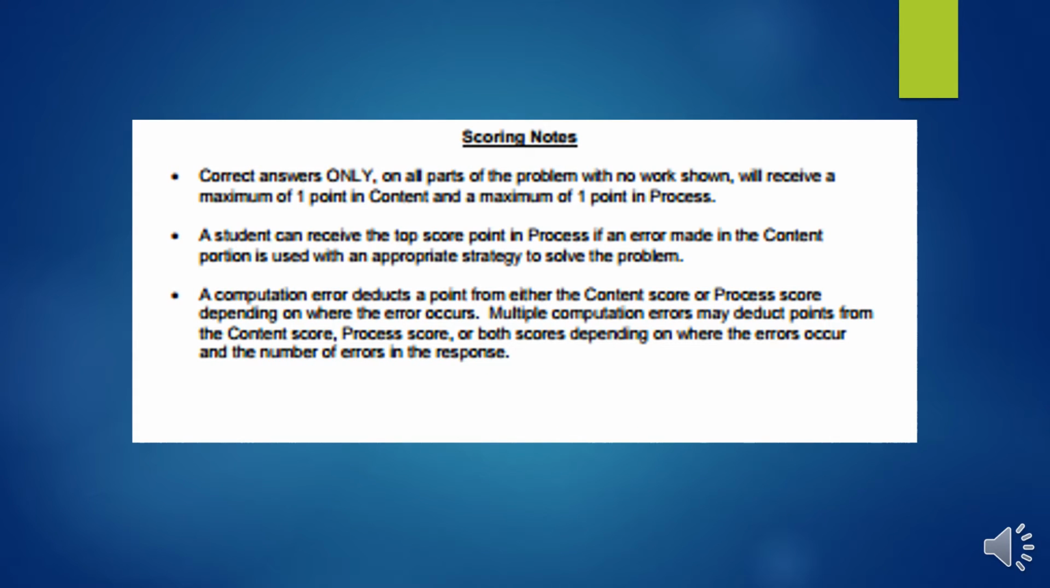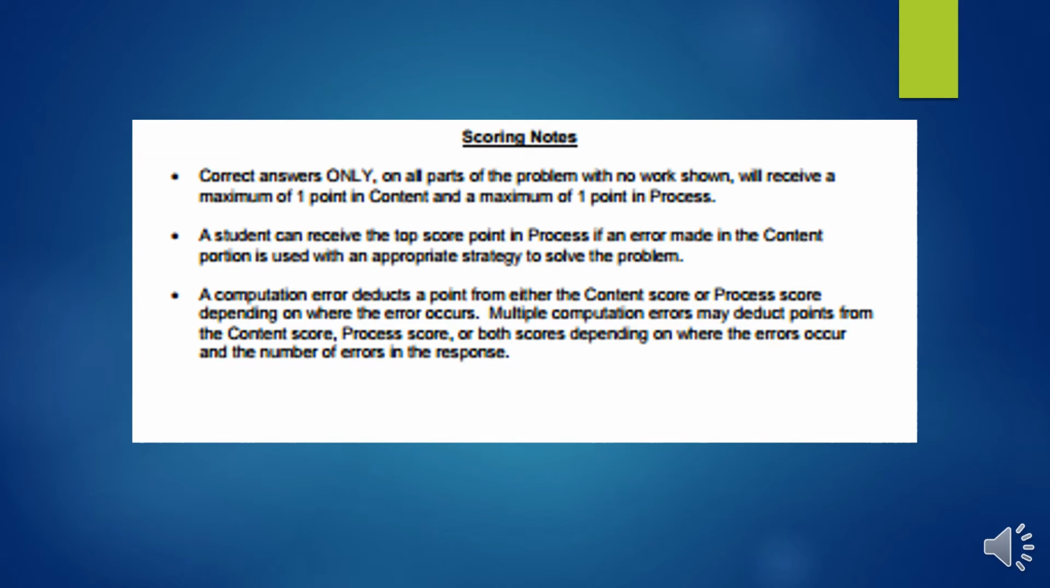Now, there are some important things to know. If you give a correct answer, but you only give the answer and show no work, you can receive only 1 point each for content and process. That means that you lose half of your points on a constructed response if you do not show your work.